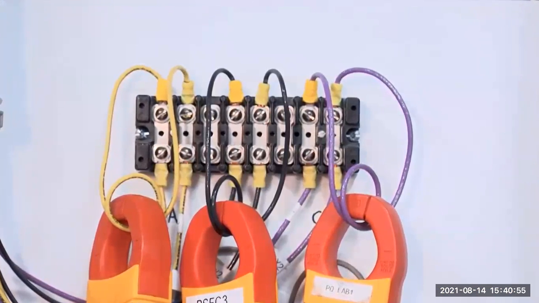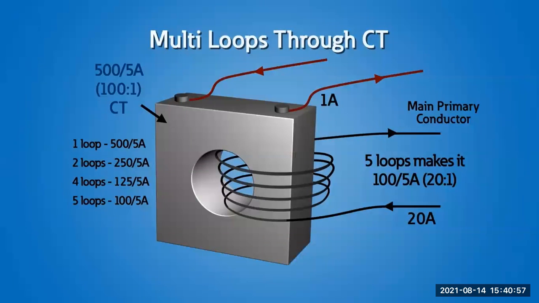For example, for a 500 to 5 amp CT or 100:1 ratio, looping the wire 5 times through the core will make the CT ratio 100 to 5 amps. So if 20 amps of current is flowing on the primary circuit, instead of 0.2 amps, 1 amp of current will flow on the secondary, making the measurement more accurate.